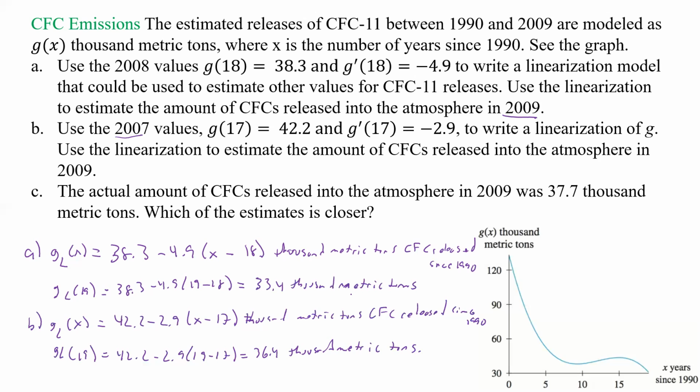Okay. Now it says for C, the actual amount that was released in 2009 was 37.7 thousand metric tons. Which estimate is closer? Well, which one's the closest? Well, this one is. So for C, it looks like part B was closest at 36.4 thousand metric tons. Okay. And that's all it asks. So that would be our value. All right, so let's stop there and we'll come back for more.